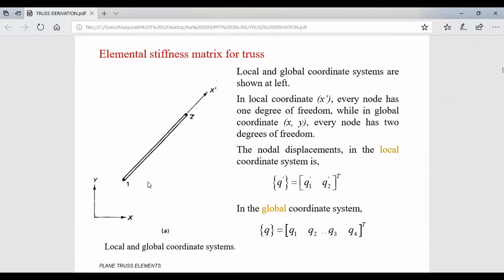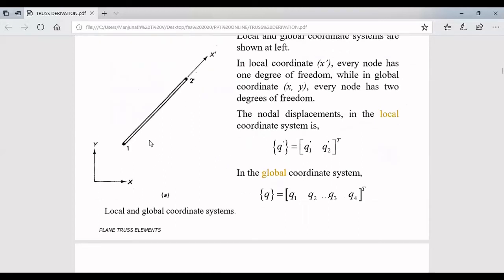Now, if you want to write the nodal displacements for this particular element at node number 1 and node number 2 in the local and global coordinate systems, you can see here. The nodal displacement vectors are represented by q. q dash represents the local coordinate system, q represents the global coordinate system. So q dash: in the local coordinate system, each node has only 1 degree of freedom, so there is only one nodal displacement at node number 1 and one at node number 2. For two nodes there are only two nodal displacements, that is q1 dash and q2 dash.